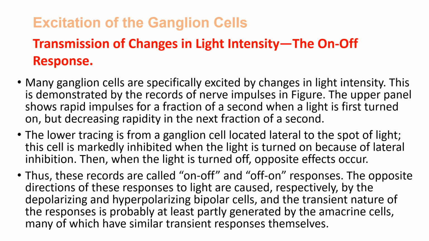The lower tracing is from a ganglion cell located lateral to the spot of light. This cell is markedly inhibited when the light is turned on because of lateral inhibition. Then, when the light is turned off, opposite effects occur. Thus, these records are called on-off and off-on responses. The opposite directions of these responses to light are caused, respectively, by the depolarizing and hyperpolarizing bipolar cells, and the transient nature of the responses is probably at least partly generated by the amacrine cells, many of which have similar transient responses themselves.